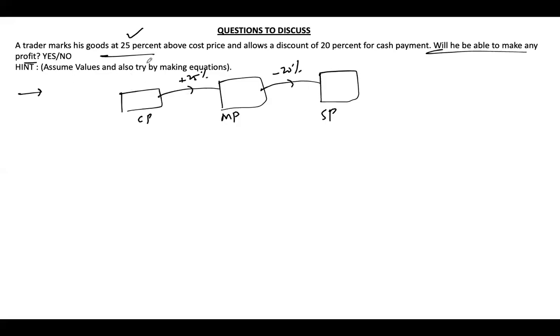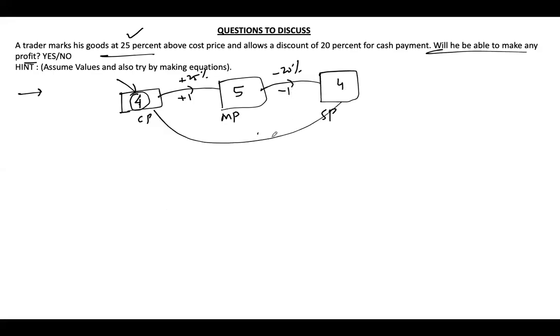Let's see. Assume the value of cost price, if it is 25%, a simple 100. Again, not applying concept. 25% is 1 by 4, so instead of 1, 4, it becomes 4, 5. And 20% of this value is 1 by 5. So we would again arrive at 4.